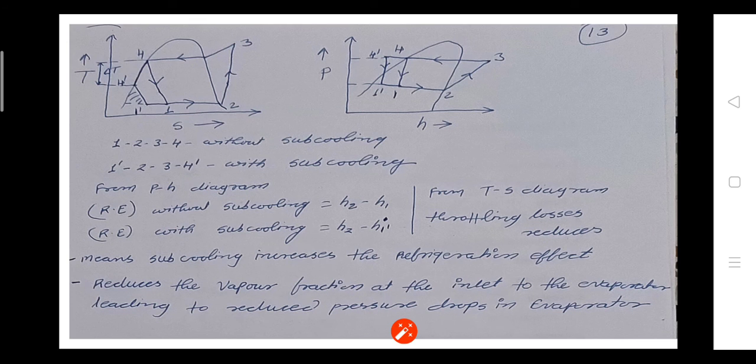It also reduces the vapor fraction at the inlet to the evaporator, leading to reduced pressure drops in the evaporator. In the standard VCR cycle, point 1 is at the entry of the evaporator, and with subcooling the entry of the evaporator is at 1 dash, so the value of X is reduced, which means the vapor fraction is reduced at the entry of the evaporator. If the value of X is reduced, the pressure drop is reduced.